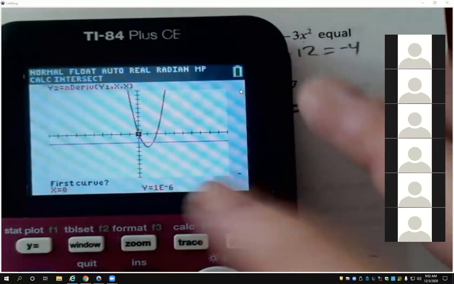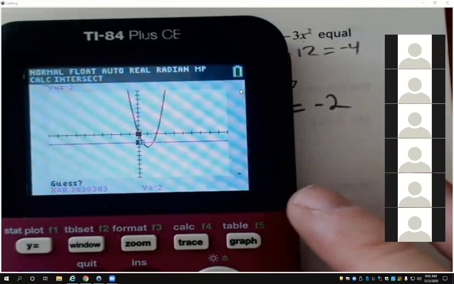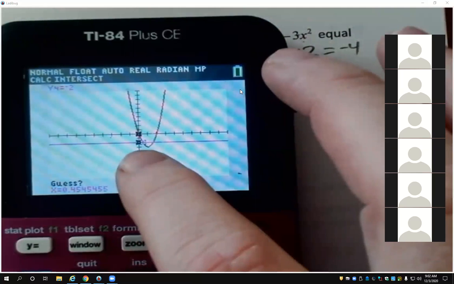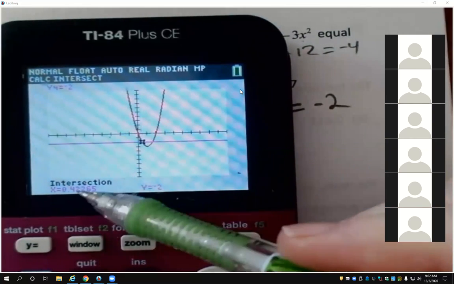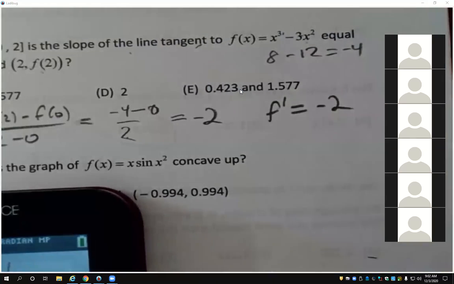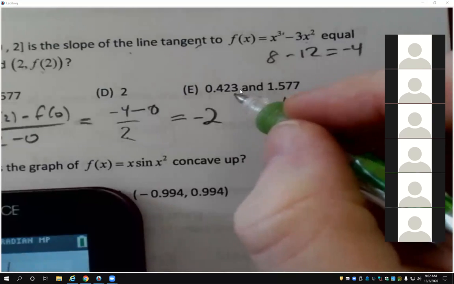And it says first curve is the derivative, second curve is the line, and it asks me to guess. I have two different ones here, so I'm going to move my cursor right up next to this intersection point right here and hit enter. And it tells me that that one is 0.4226. Okay, right there, 0.4226. So that's one of them. Okay, so 0.4226 is 0.423.